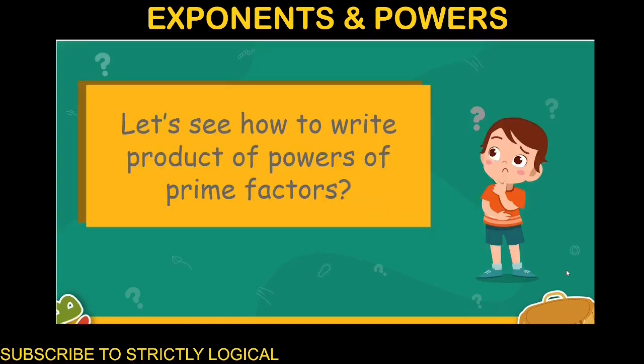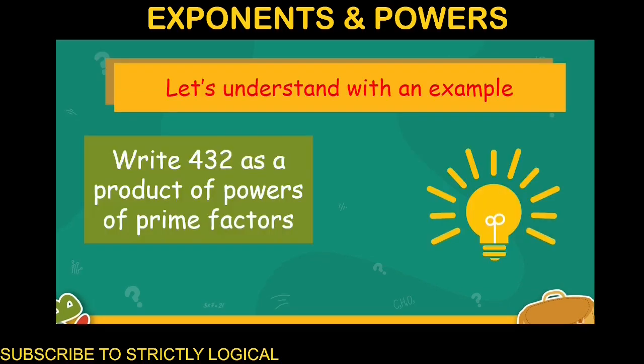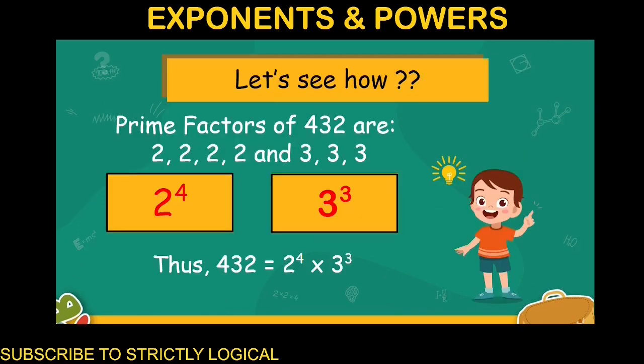Let's see how to write product of powers of prime factors. Let's try to understand this with one example. Suppose we need to write 432 as product of powers of prime factors. We will do the prime factorization of 432 and we will get four 2's and three 3's.